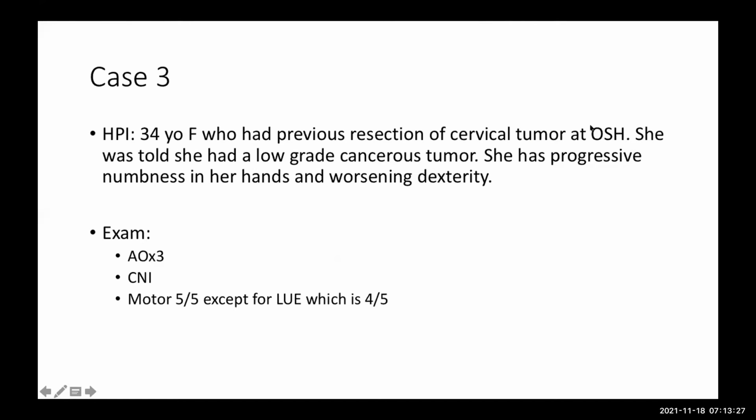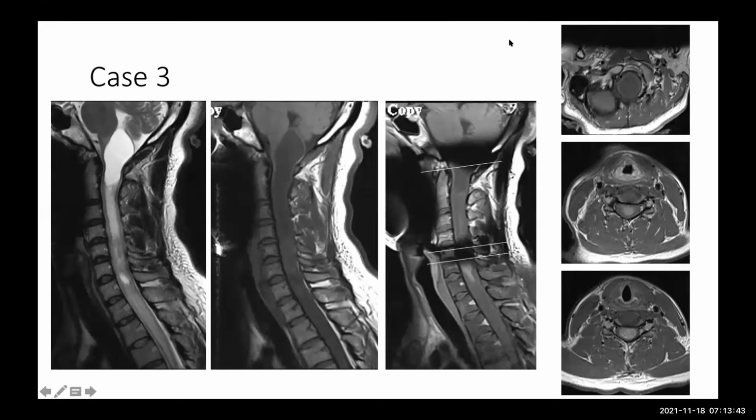Next case, this is a 34-year-old female who had a previous resection of a cervical tumor at an outside hospital. She was told she had a low-grade cancerous tumor. She had progressive numbness in her hands and worsening dexterity, so she came to see us. This is her initial MRI before her biopsy. Adham?